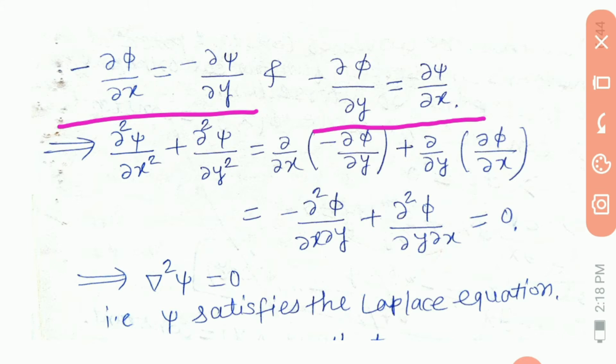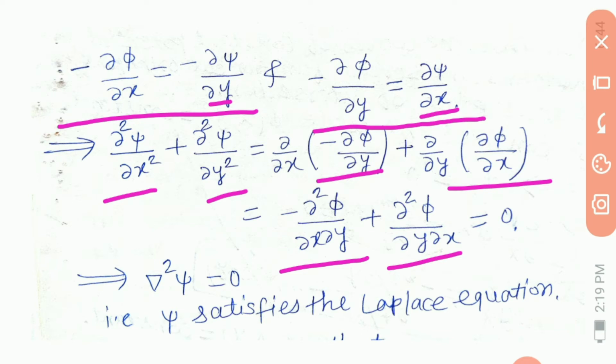So this implies that ∂²ψ/∂x² + ∂²ψ/∂y² is equal to ∂/∂x of (−∂φ/∂y) plus ∂/∂y of (∂ψ/∂x). So this is equal to −∂²φ/∂x∂y + ∂²φ/∂y∂x. So this is equal to 0.